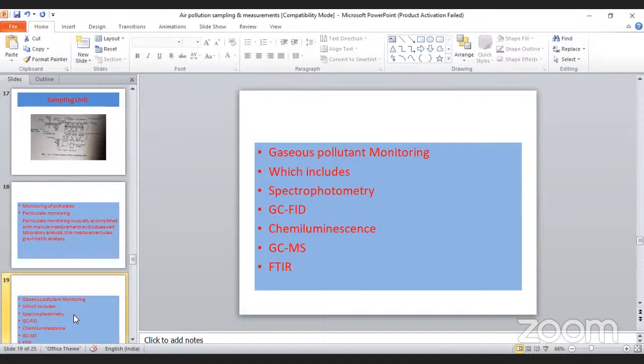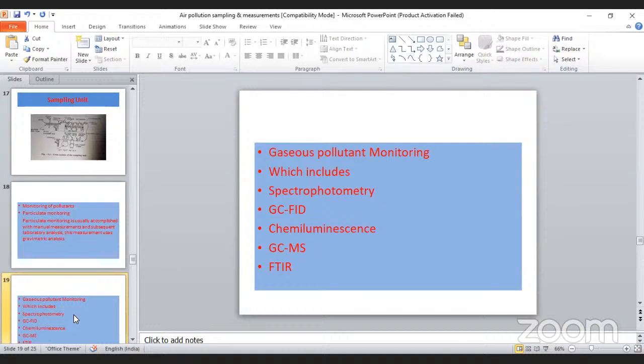And chemical analysis can be done by atomic absorption spectrometry, atomic fluorescence spectrometry, AAS, AFS, and ICP, inductively coupled plasma spectrometry, and X-ray fluorescence, XRF. And some of the summary of these methods, what kind of pollutant we can measure and what is the principle involved in this analysis, we'll see.